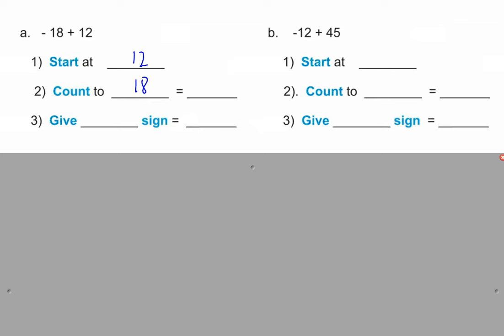So, what do you get when you start at 12 and you count to 18? You get a total of 6. Which sign do I give? A negative, because there's more negatives than positives, right? We're figuring out how many negatives are left, so our final answer has to be negative 6, right? That's what we're doing. We're trying in our head to figure out how many are left.